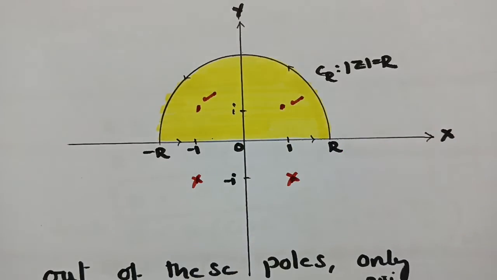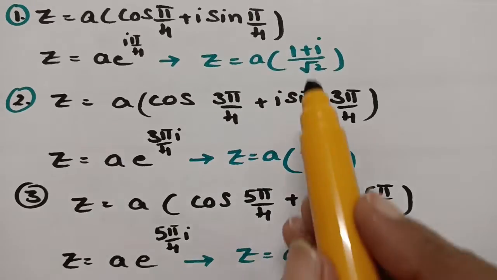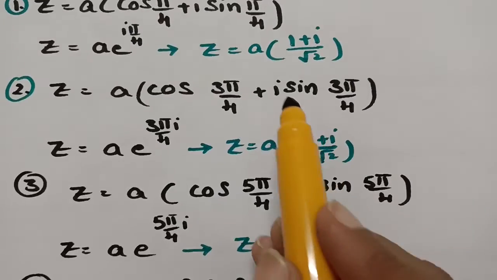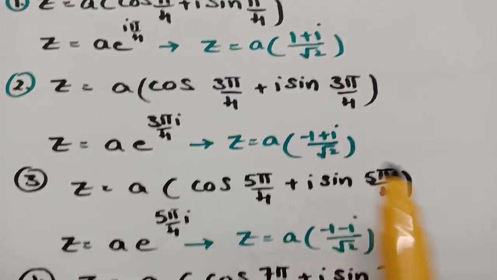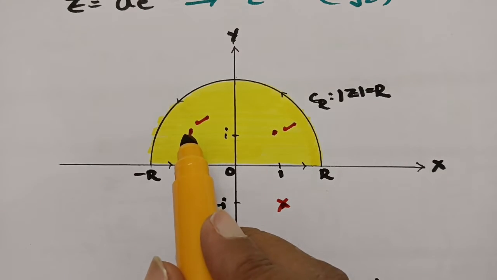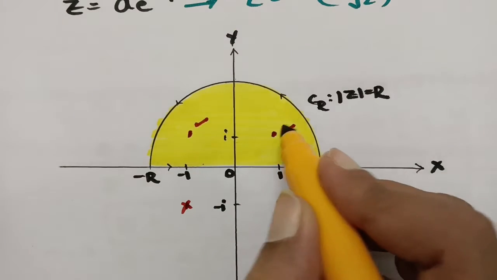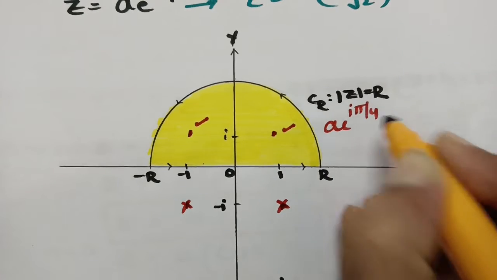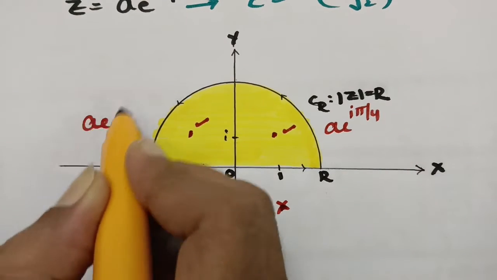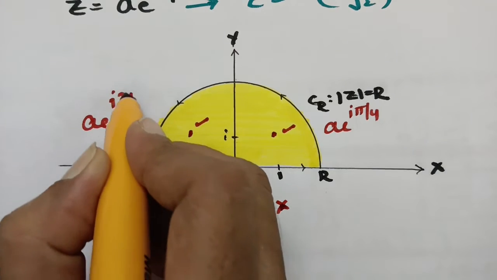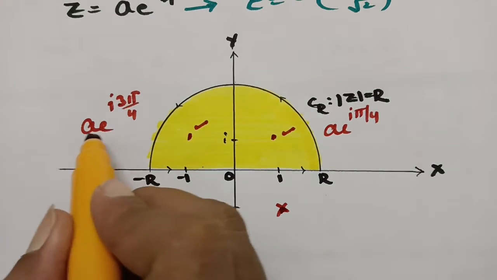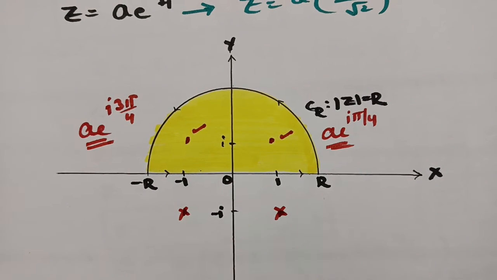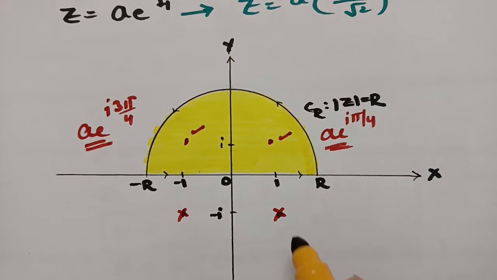Inside poles are nothing but, see, the first one, 1 plus i, is within. And the next pole, minus 1 plus i, is also within. This pole is a into e power i pi by 4, and this one is a into e power i times 3 pi by 4. These two poles are inside and these two poles are outside the given contour.